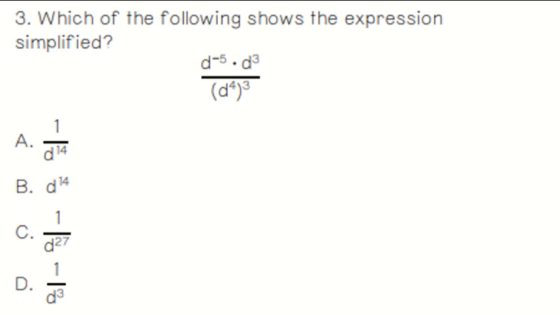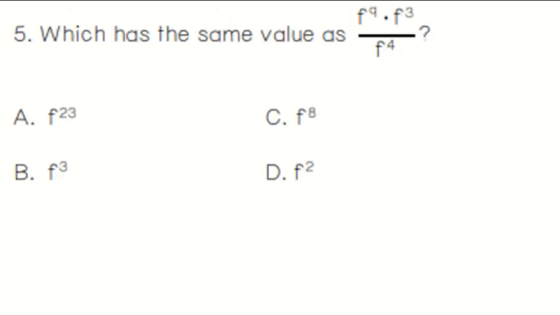So let's look at another one. All right, so I got f to the 9th times f to the 3rd on top, f to the 4th on the bottom. So if I've got f to the 9th times f to the 3rd on top, how many do I got on top? 12. I got 4 on the bottom then. So if I got 12 on top, 4 on the bottom, where do I have more? Top. How many more? 8. So what's my answer? C.